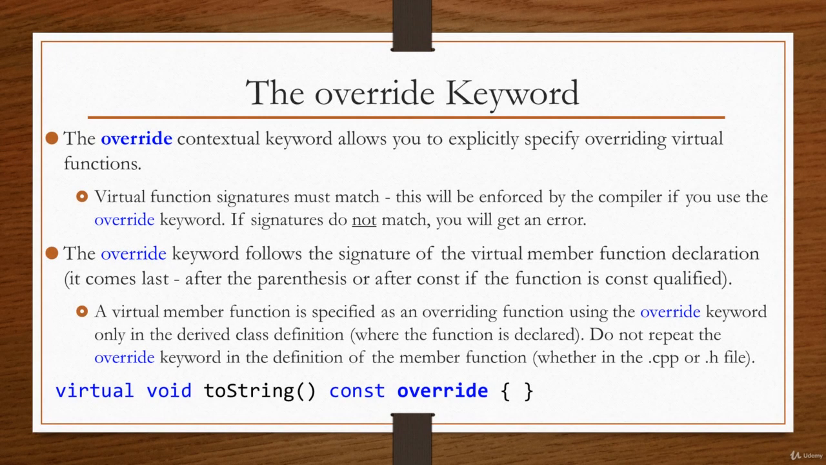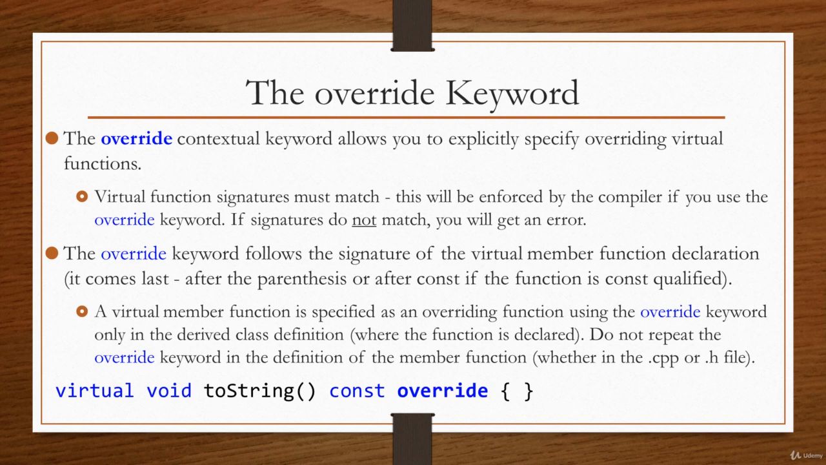In this video, I'm going to introduce the override keyword, which is a contextual keyword that allows you to explicitly specify overriding virtual functions. Override is a contextual keyword because prior to C++11, it may have been used as some sort of identifier. From our previous discussions, you'll remember that virtual function signatures must match, and this will be enforced by the compiler if you use the override keyword.